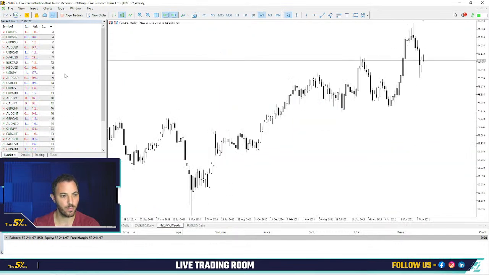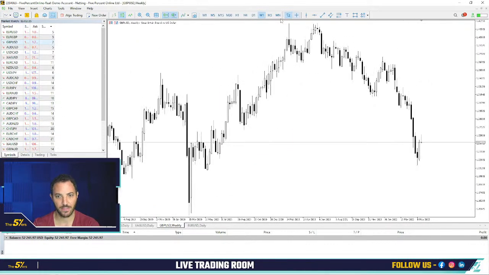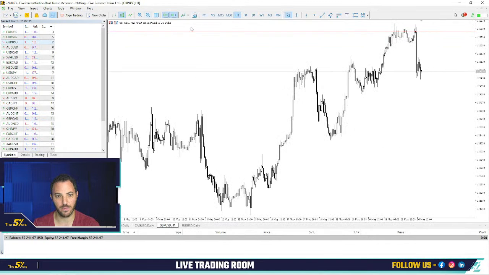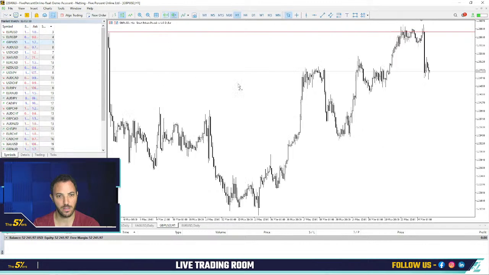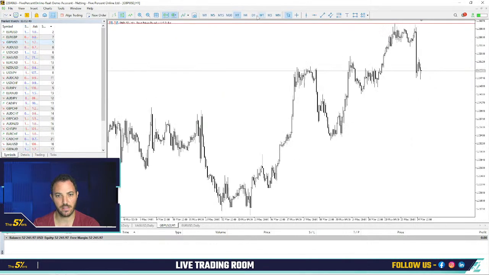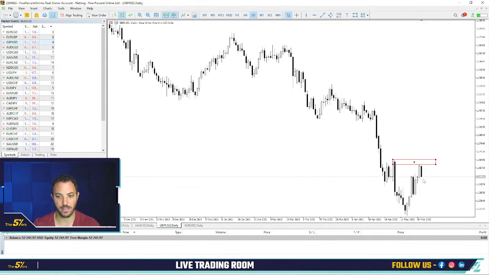Also, let me open here the pound dollar, the dailies. We identified together last week as well this supply on the hourly, which is very clear. You can see the supply right there. It's a nice rally-base-drop pattern. We identified that, and yesterday we tested it and we're reacting to that. So I'll be focusing on the Euro USD and Pound USD.